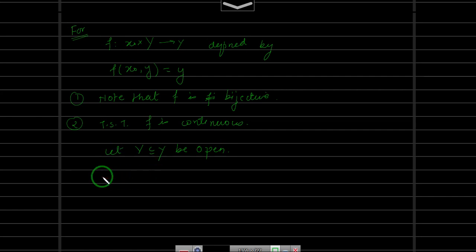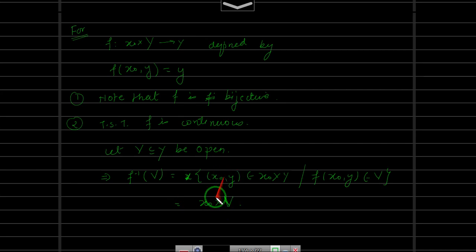And what will be the inverse image? What is the inverse image of v? It will be the set of all those points in the domain. Let us write that set first. Set of all those points, say x naught comma y belonging to x naught cross y, such that f of x naught comma y belongs to v. And precisely this set will be nothing but x naught cross v.